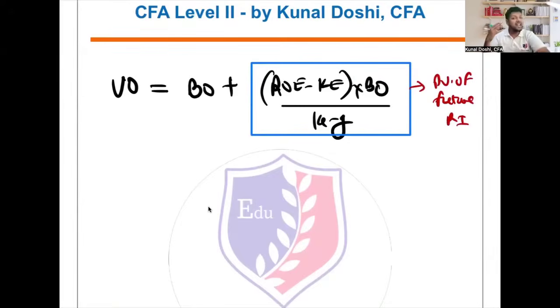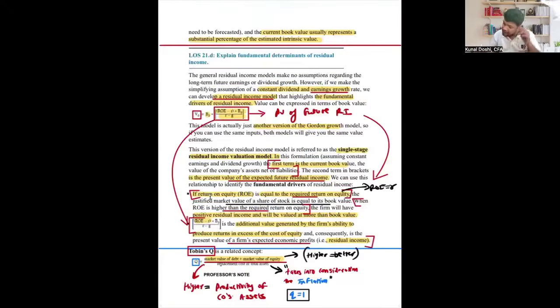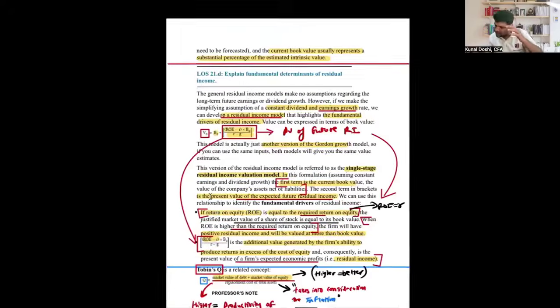But then, in the later part of the syllabus, we have taken different varieties. What if this residual income is going to continue growing or not growing? In that case, we use something called the persistence factor, which we call W. So instead of going to Tobin's Q and all, I'll directly connect with the persistence factor that we used.